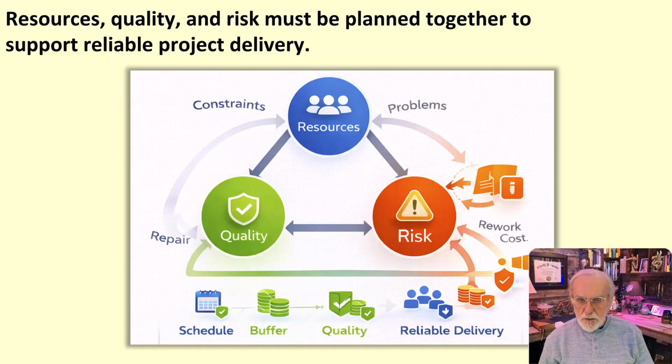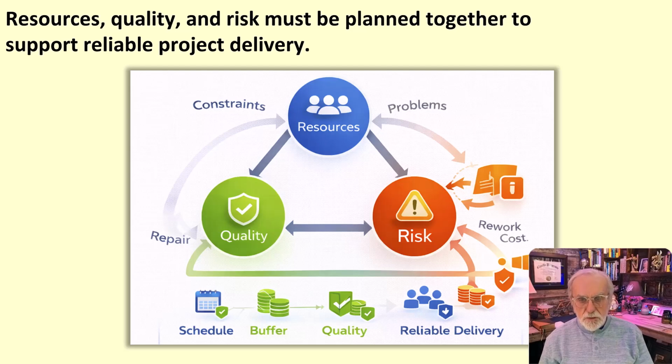Risk responses can also affect both resources and quality. A mitigation strategy may require staffing, added testing, and more review points or contingency reserves. That means the way the project plans for uncertainty directly affects how work is resourced and controlled. The main lesson is planning decisions in one domain influence the others.